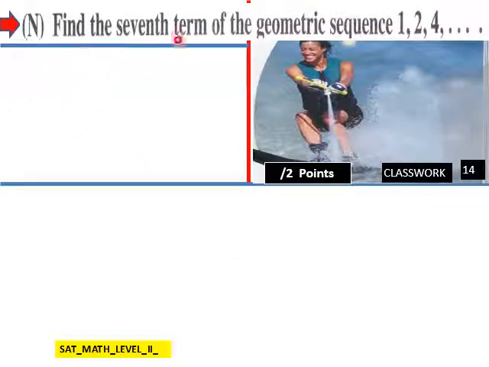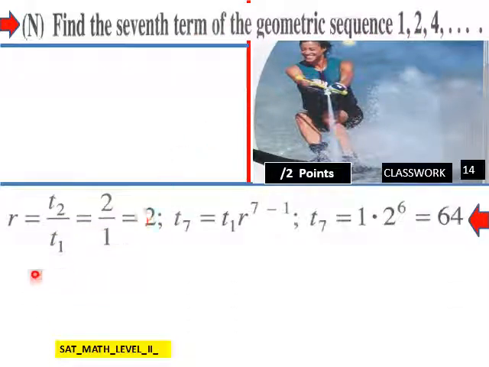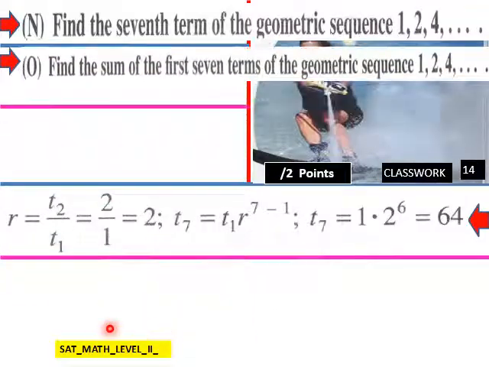Find the seventh term of the geometric sequence 1, 2, 4. The ratio here would be term 2 over term 1, which is 2 over 1, which equals 2. Then term 7 would equal term 1 times r to the 7 minus 1. So term 7 would equal 1 times 2 to the 6, which equals 64.